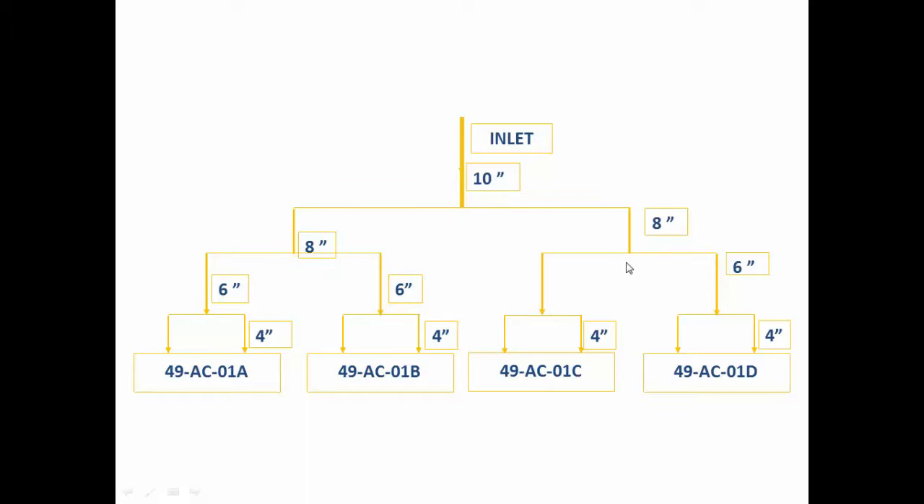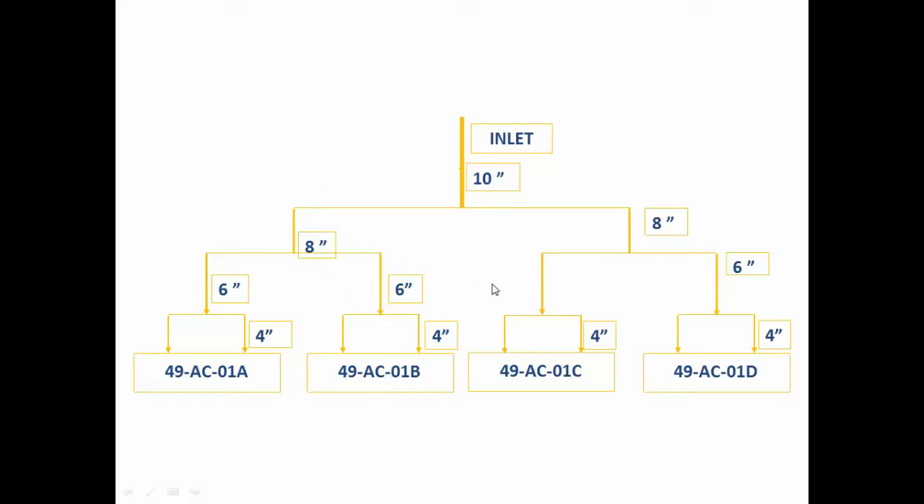And why is it done so? Because if you divided directly from 10 inch into 8 lines of 4 inch, it may be possible that in the first two lines velocity goes high, and in the last two 4 inch lines velocity goes low. In that case, there may be fouling in the last lines, and corrosion in the first two lines because of high velocity. Because of that reason, it is always divided into two, so that equal flow can be maintained in each section.